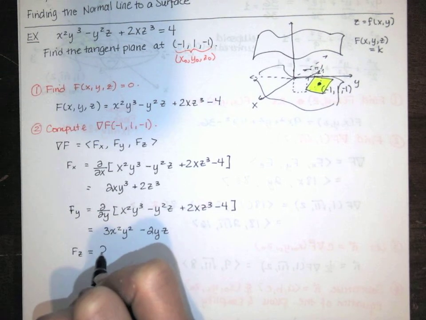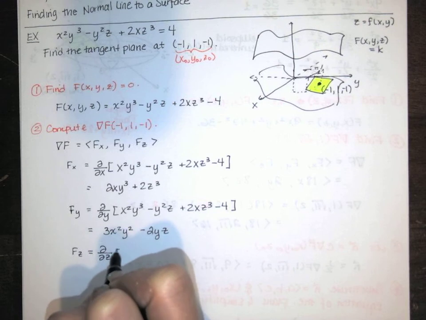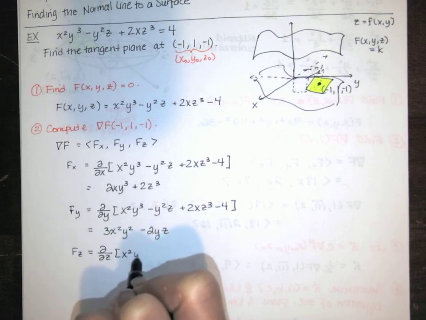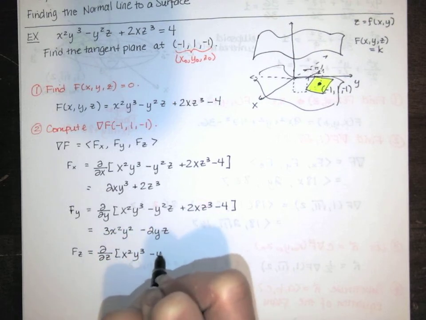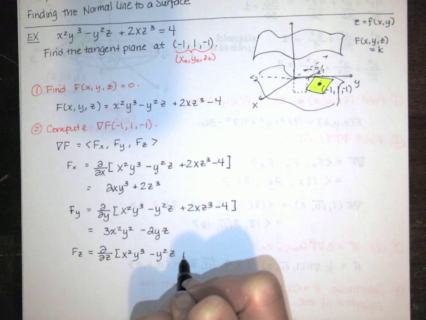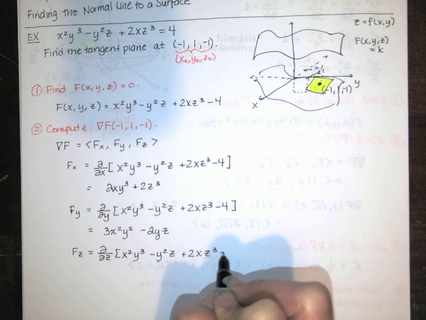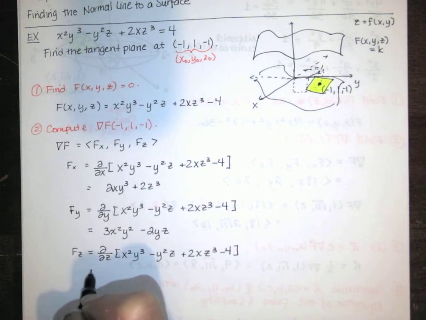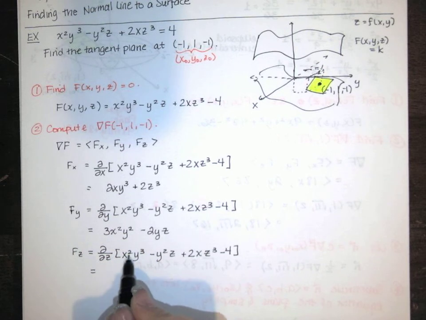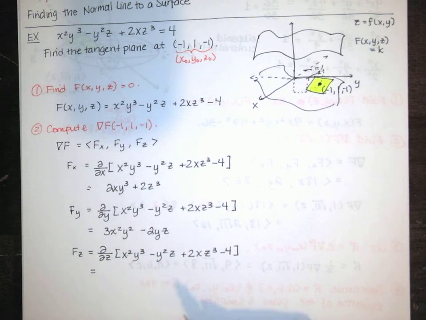Now we want a partial with respect to z. So we'll treat x and y as constants this time and differentiate with respect to z. There are no z's here. Derivative of a constant with respect to z is 0. This is a constant times z. The derivative of a constant times z is just the constant.